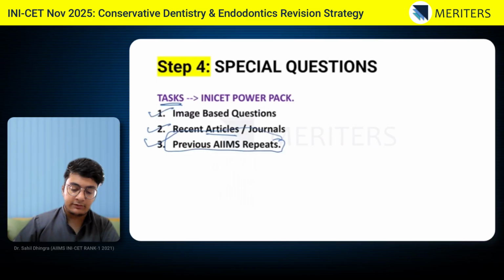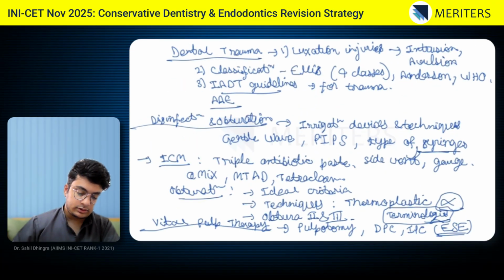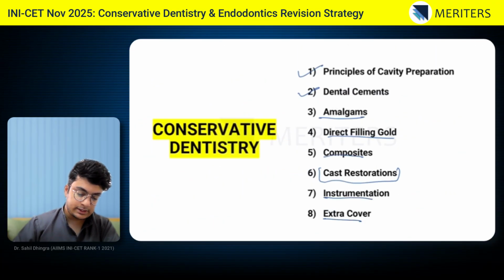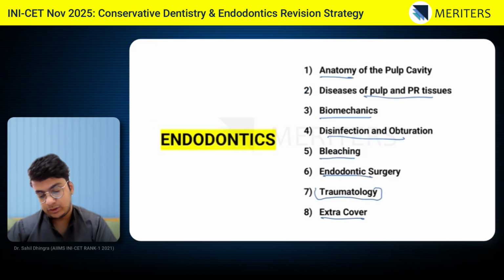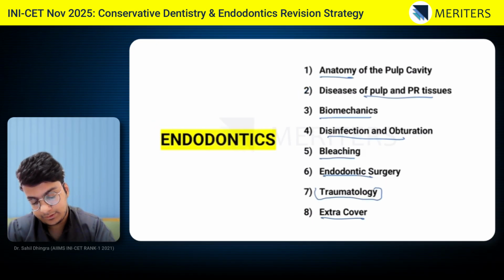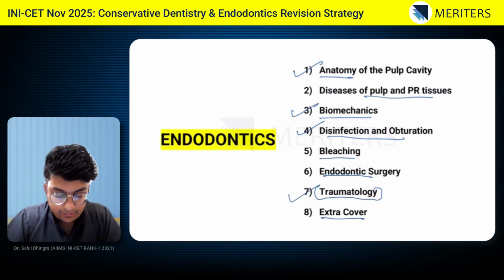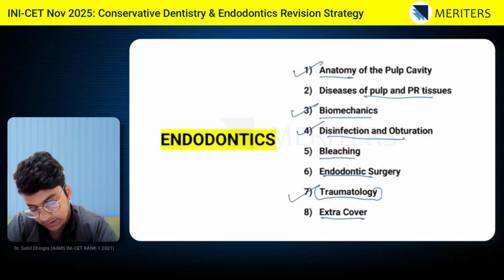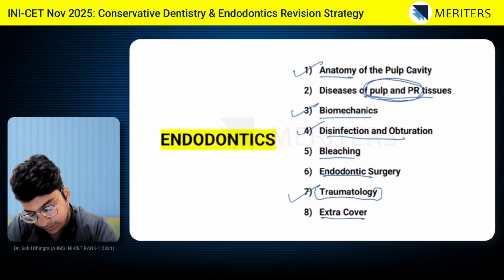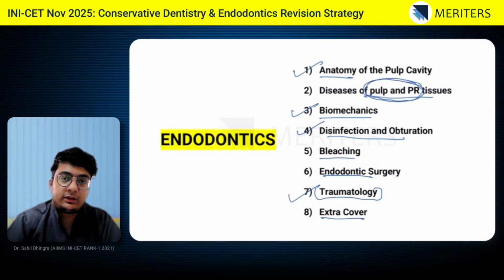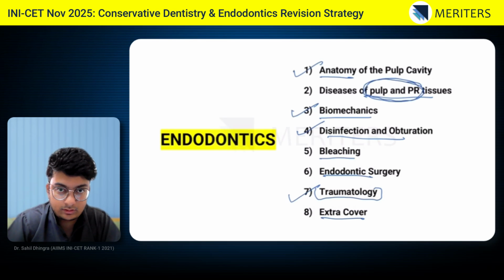Now, finally, I will tell you how to start the subject, what topics to cover and in what flow. So for endodontics, the most important are the anatomy of the pulp cavity, biomechanics, disinfection, obturation, and trauma. Apart from this, for the basics, you need to know the chapter on pulpal and periradicular diseases. This is also a part of oral medicine.